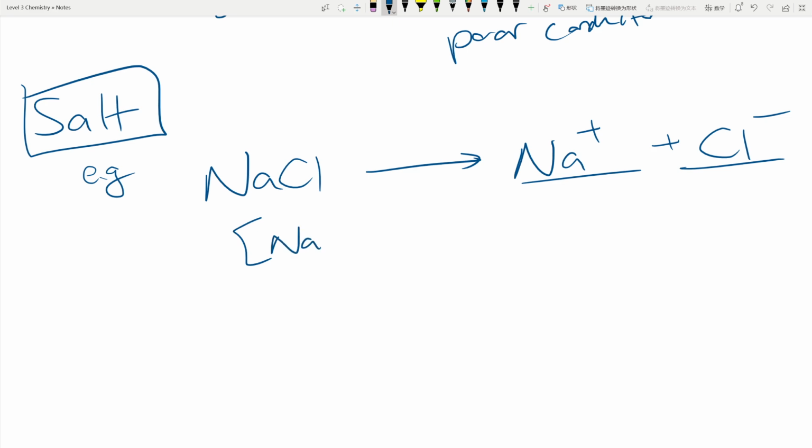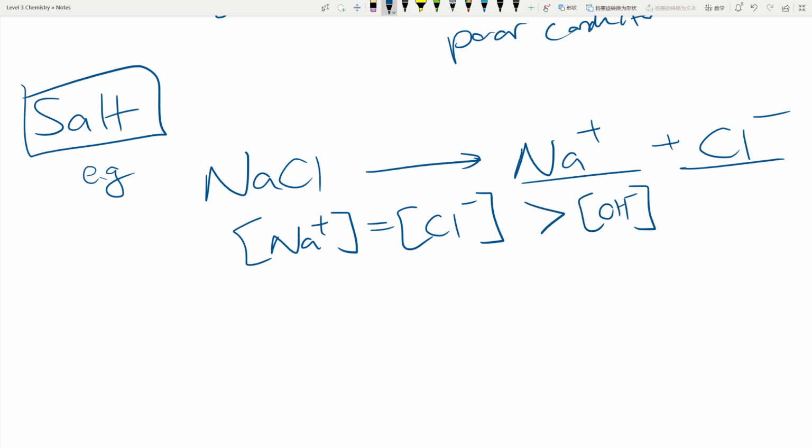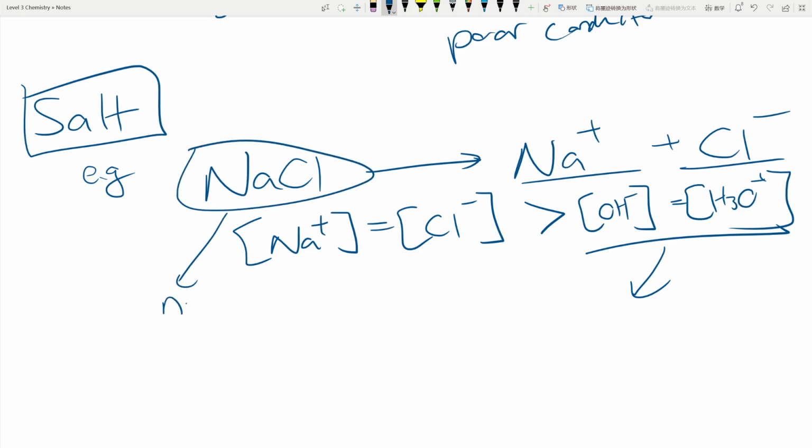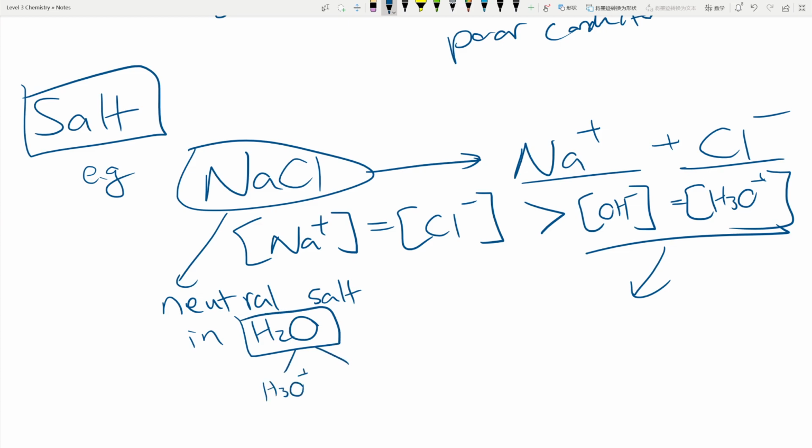So you're going to have equal concentration of Na plus and equal concentration of Cl minus, which is going to be bigger than your OH minus, which is going to be the same as H3O plus. And you may go, where the heck did these two come from? Well, remember, this NaCl is a neutral salt dissolved in water. What is water made of? Water is made of H3O plus and OH minus, which in a neutral solution are in equal concentration. That you learned in year 11.